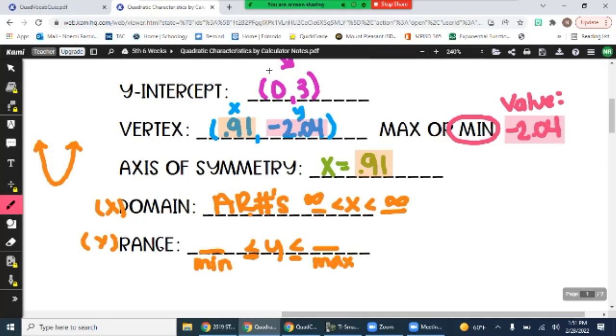Now, because this negative 2.04 is a minimum value, where am I going to place this? On the left or on the right side? On the left side where it says minimum, negative 2.04. That means that I have that negative 2.04 down here. So I can assume that the top is going to be what? Infinity. Because it's my minimum. So do I have to flip it? Yes or no? Yes. And we get y greater than or equal to negative 2.04.